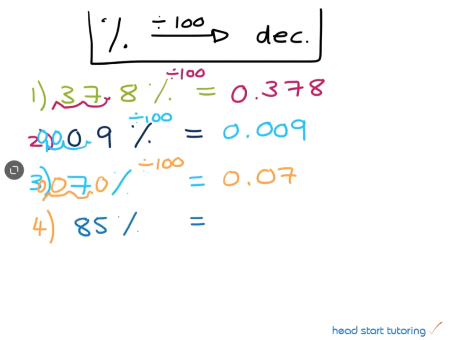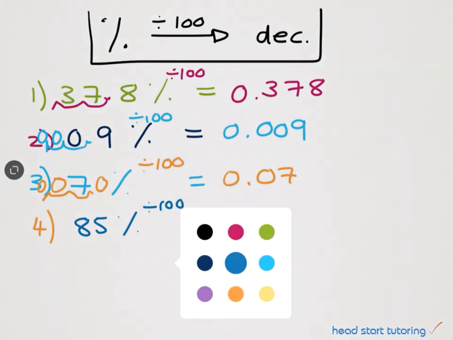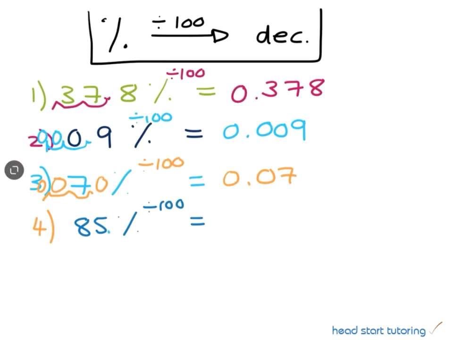85% as a decimal, we again just need to divide by 100. So we go from our point 0, take our decimal point 1, 2 places to the left, put in your placeholders, and you end up with 0.85.